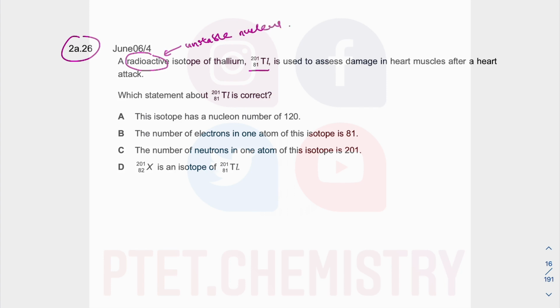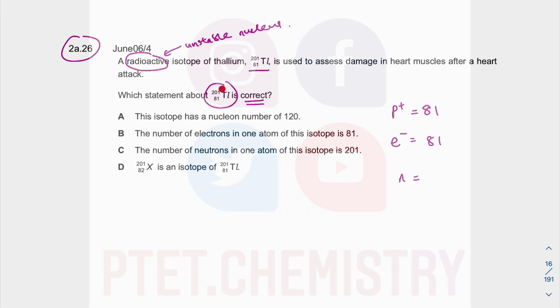So we use this isotope to assess damage in your heart muscles after a heart attack. What about this particular isotope is correct? Well, we know the proton number is the atomic number. That is the number 81 there. Because we are talking about an atom, the number of electrons equals the number of protons, because this is an atom, not an ion.